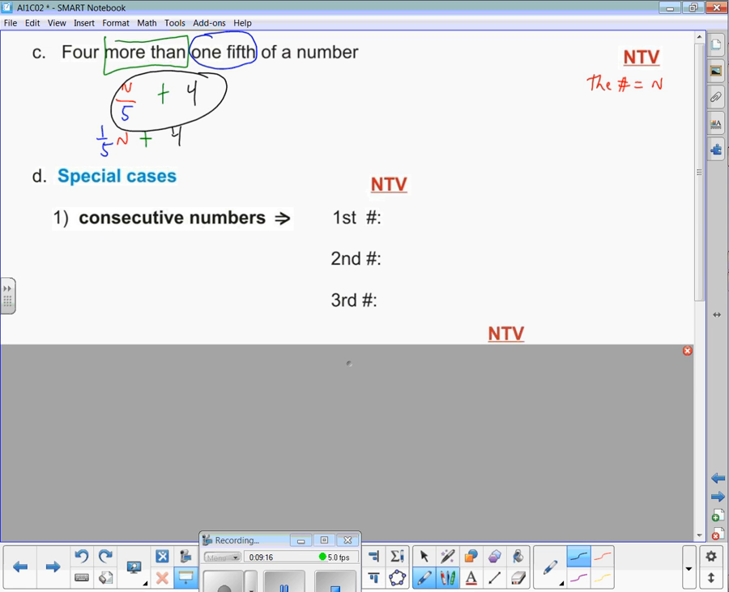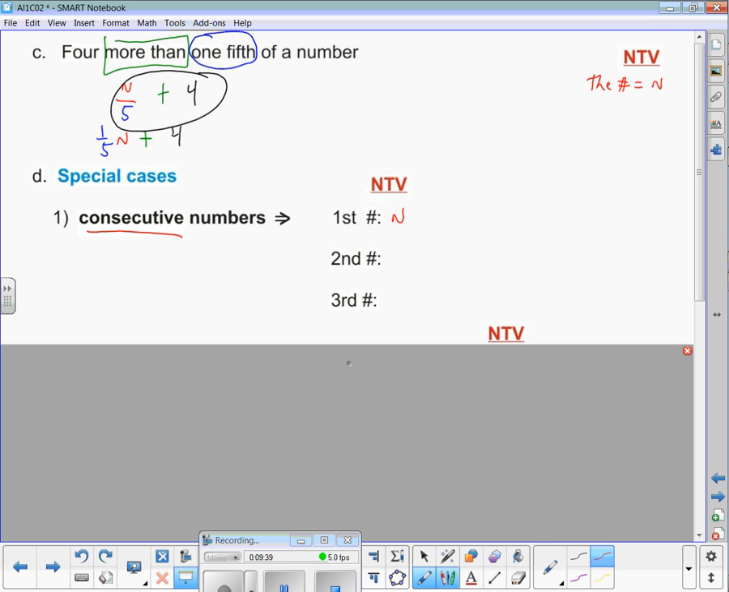So our first special case here that we're dealing with is in the aspect of consecutive numbers. All right, you got to think about that. So we're talking about stuff like 11, 12, 13, 14, 37, 38, 39, etc. No big deal. All right, consecutive numbers. So we're going to call the first number n.